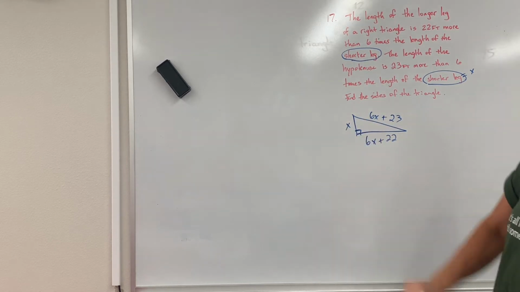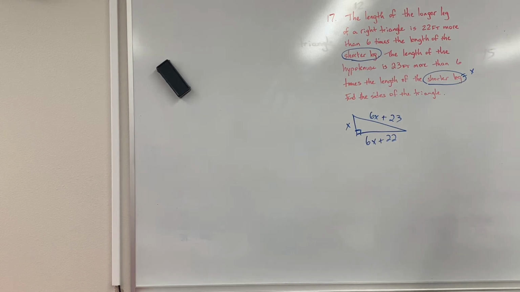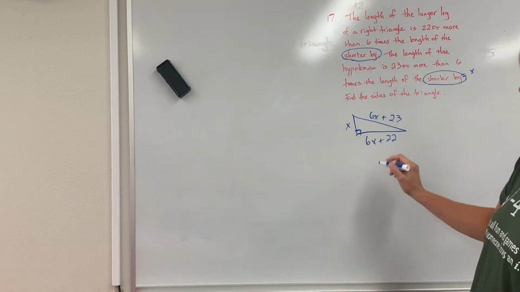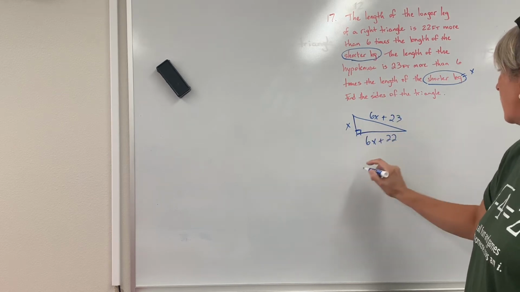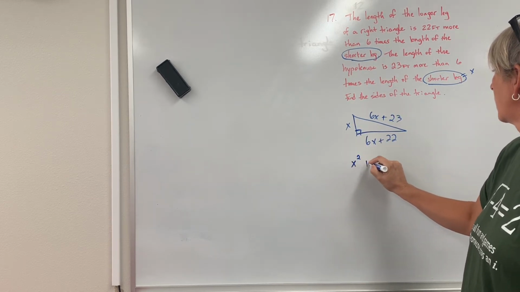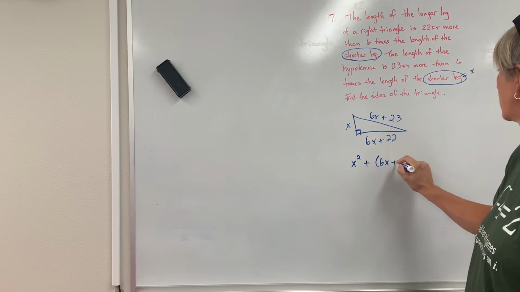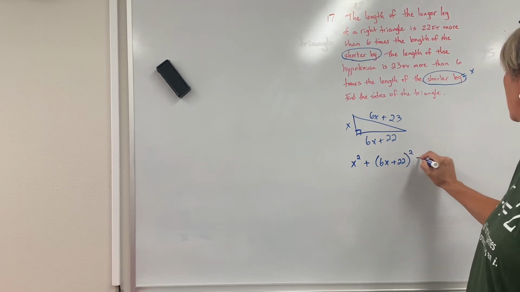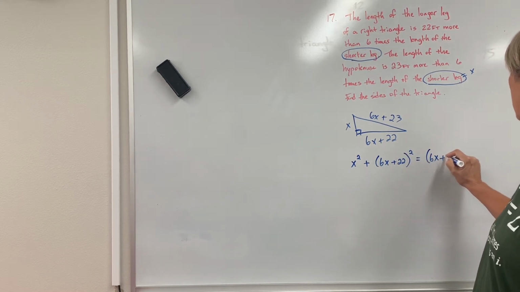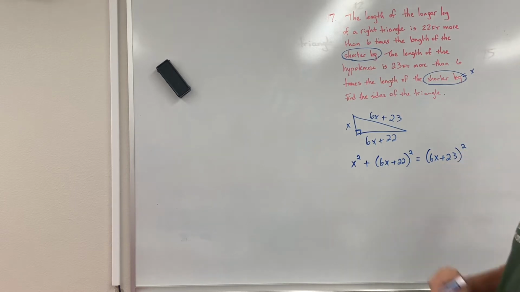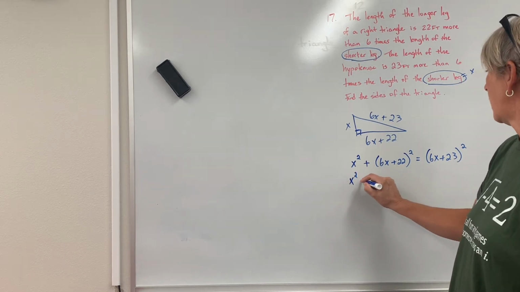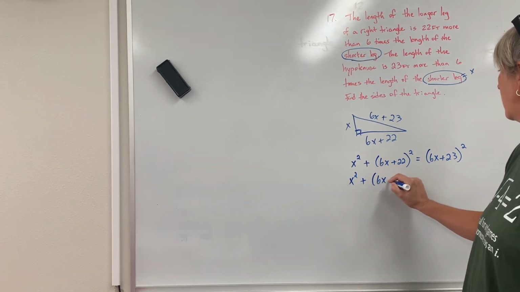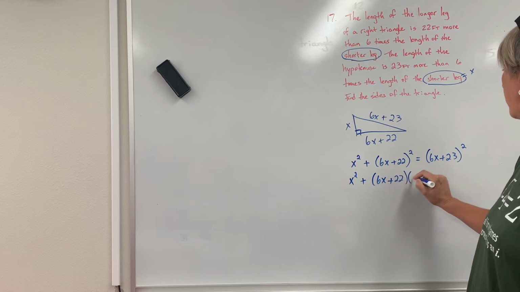So the short leg we labeled x. Because it's a right triangle, we can use the Pythagorean theorem. So we're going to go this squared plus this squared equals that squared. So x squared plus (6x plus 22) squared equals (6x plus 23) squared. So you can see where this becomes a big algebra problem. So x squared plus, I would have to write this out and FOIL it.